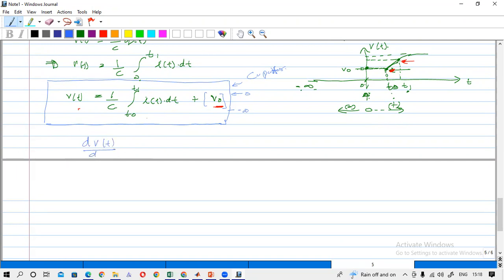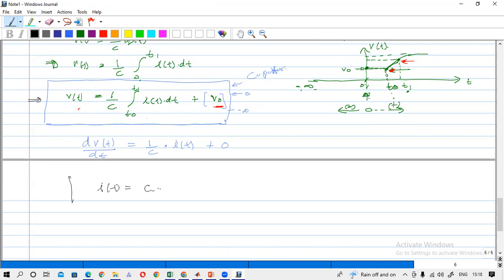So if we differentiate with respect to t, I will get dVt divided by dt is equal to 1 by C, and this integration will be cancelled. So you will get it plus this is a constant. No? So if you get the derivative of this V naught, dV naught divided by dt, you will get 0. So using this expression you can derive another expression, that is i equals C dVt divided by dt.